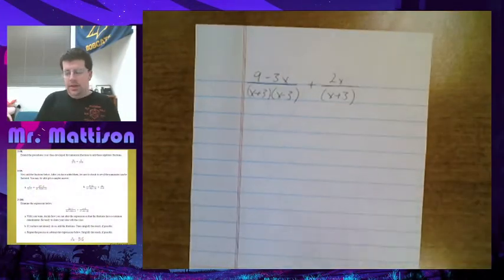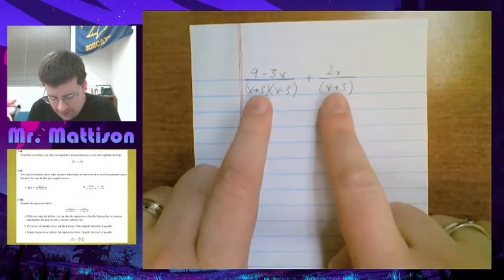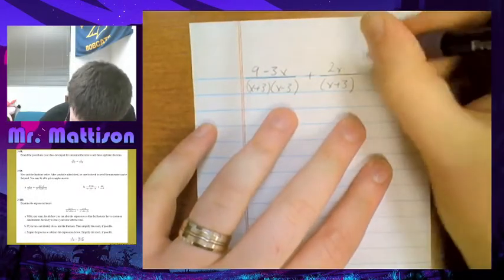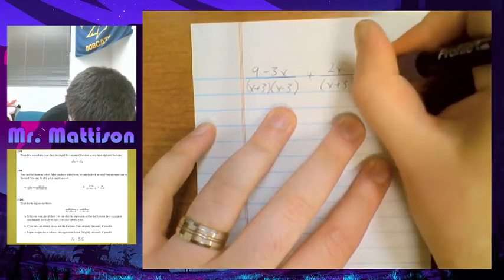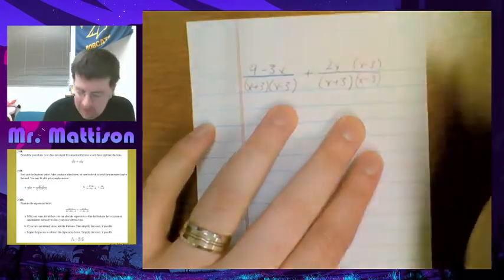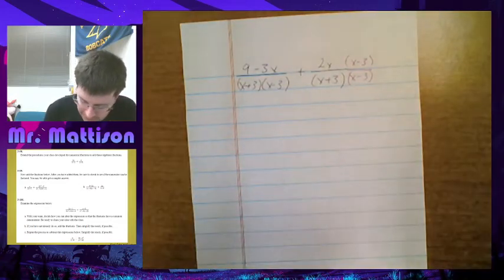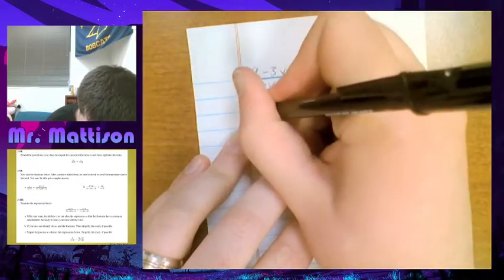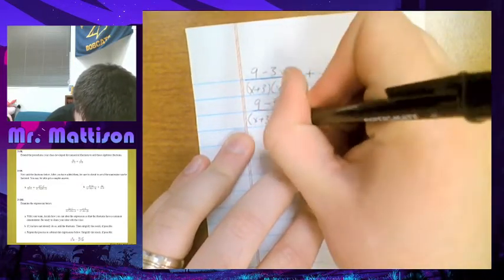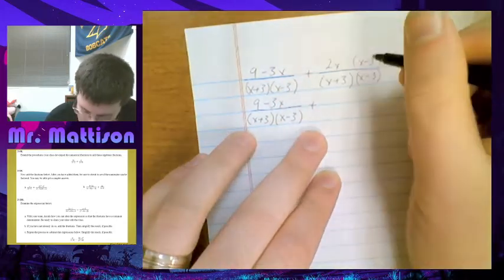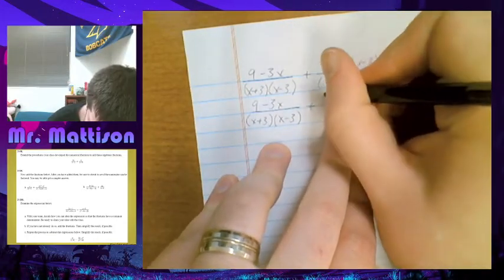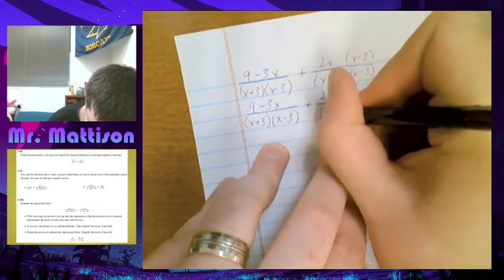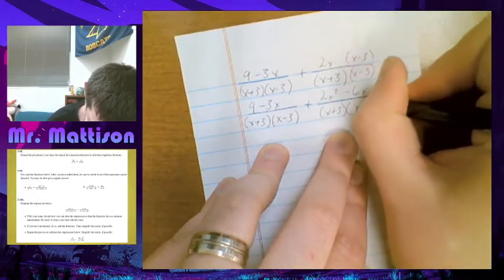So here, my bottoms both have the x plus 3, but this one here is missing the x minus 3. So that's all I need to add to it. So multiply this side by x minus 3 over x minus 3. Here's my giant 1. Here, nothing's going to change. So 9 minus 3x over x plus 3, x minus 3, plus, multiplying those through, I get 2x squared minus 6x over x plus 3, x minus 3.